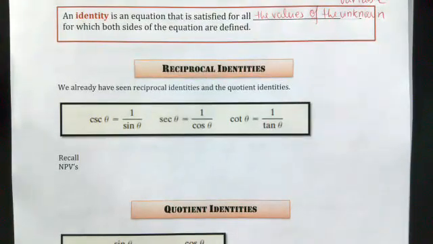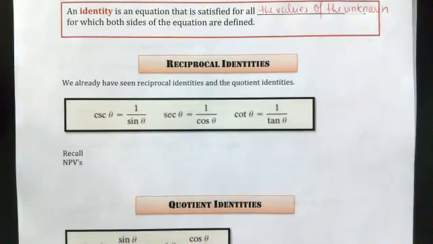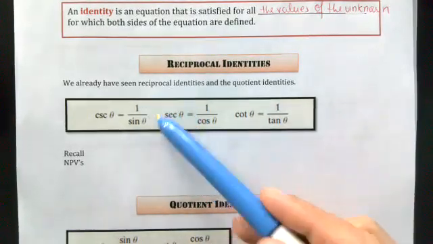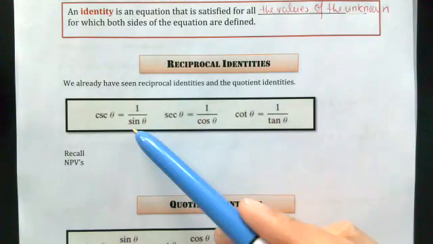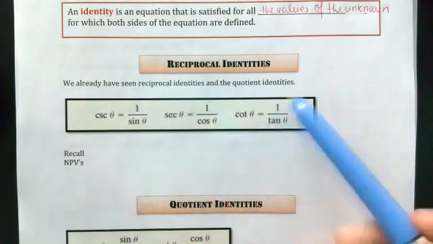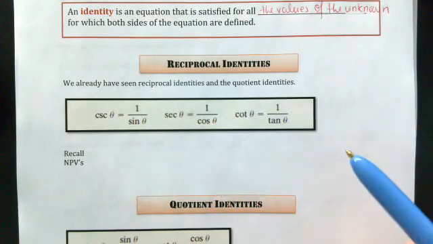The first type is what we call reciprocal identities. We already have seen cosecant, secant, and cotangent. They are called reciprocal identities because we can obtain them by doing one over another trigonometric function. So cosecant is 1 over sine, secant is 1 over cosine, and cotangent is 1 over tan.